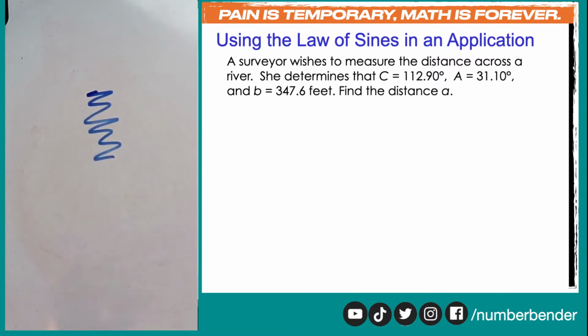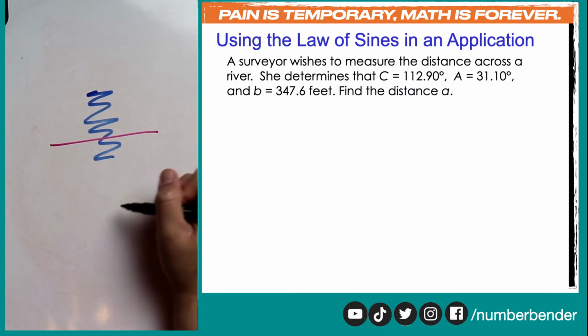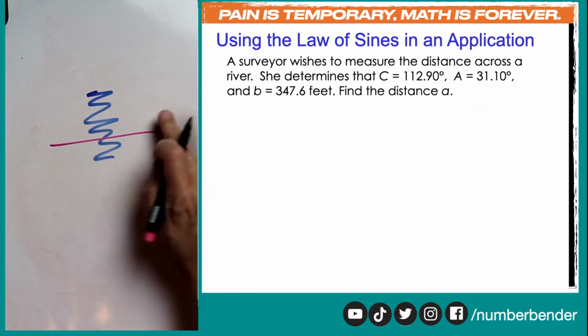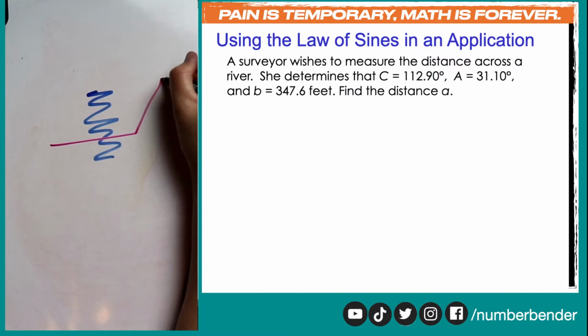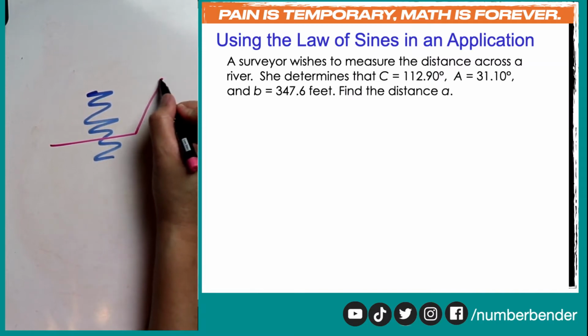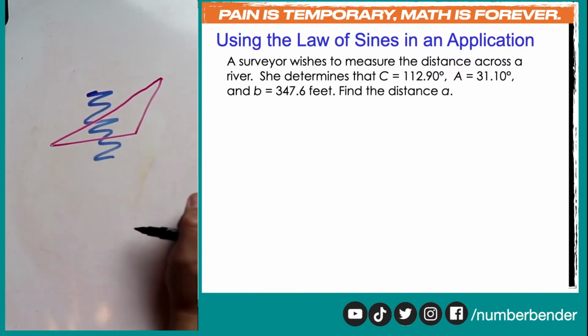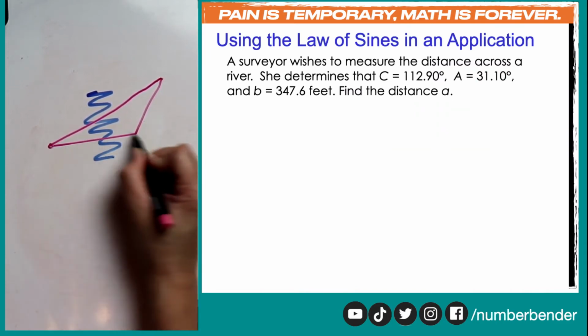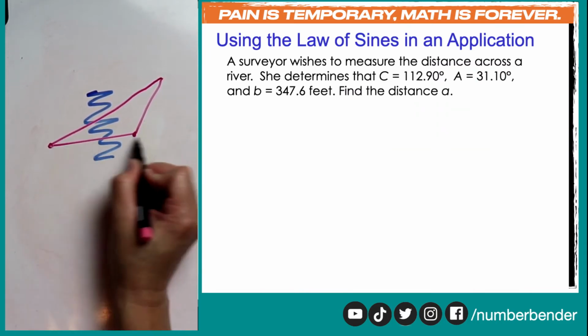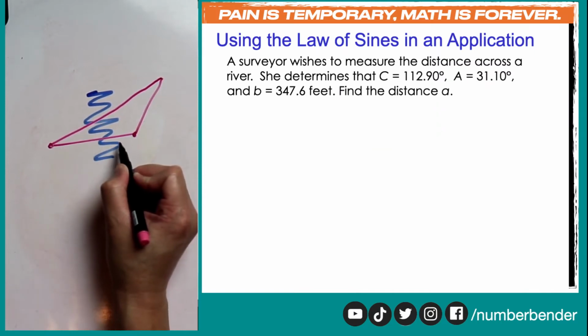So by crossing it, it forms an angle. One is an obtuse angle and one is an acute angle. So we're visualizing that this can be our obtuse angle and this can be our acute angle. Now this point right here is the distance across the river, which we are going to be measuring.